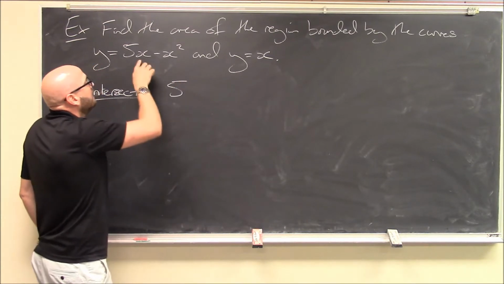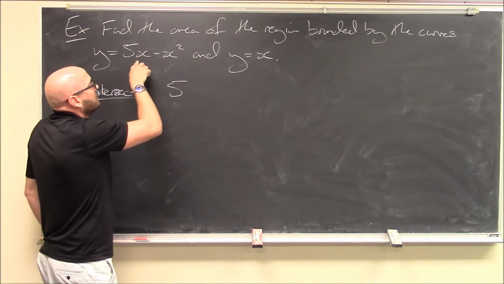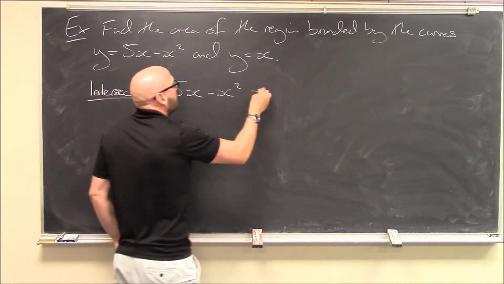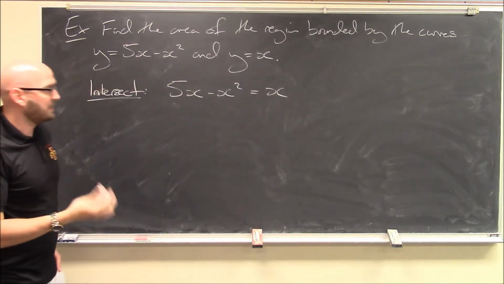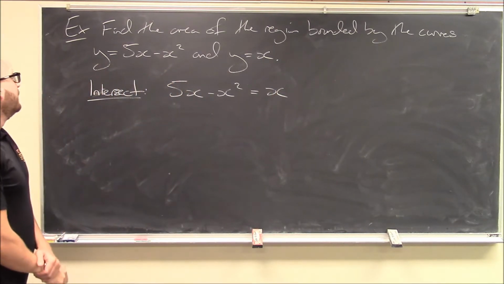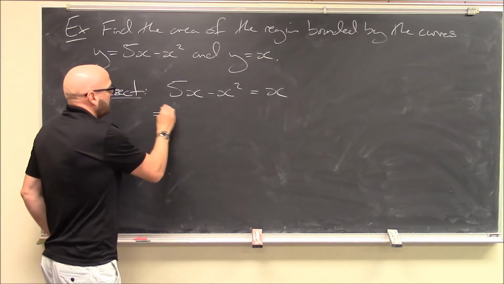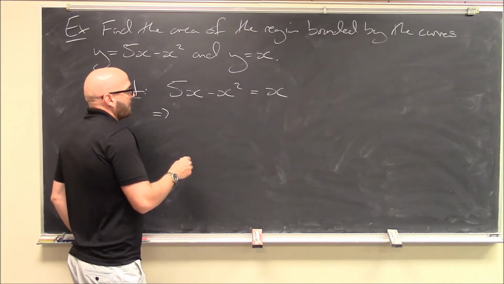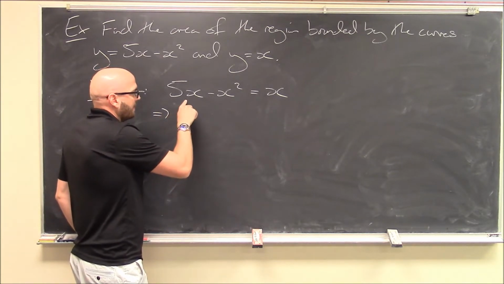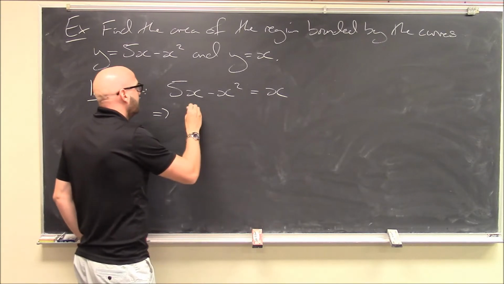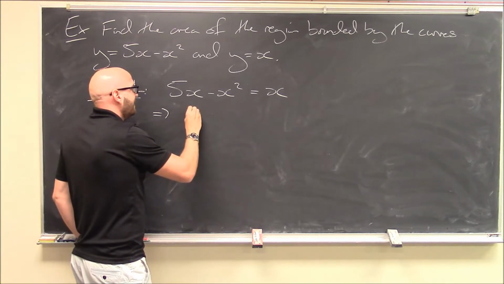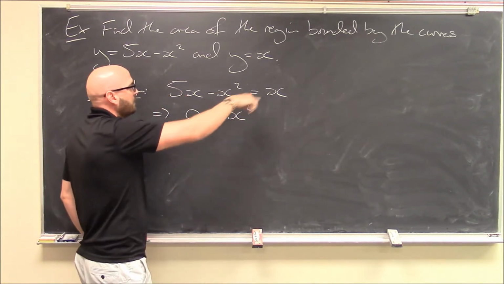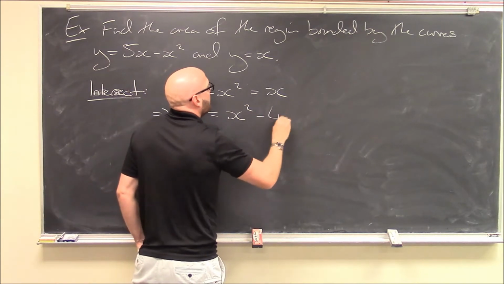Well, they intersect when their y values are the same. So we'll set them equal to each other. We'll set 5x minus x squared equal to x. When two curves intersect, their y values are the same. And we'll try and solve for x. So let's see. Let's just put everything on the right. So 0 over here is equal to plus x squared, and then minus 5x on this side will be minus 4x.